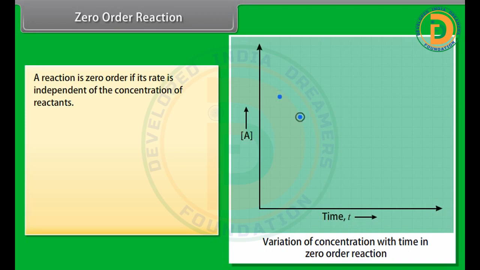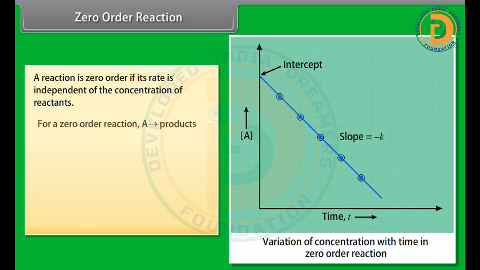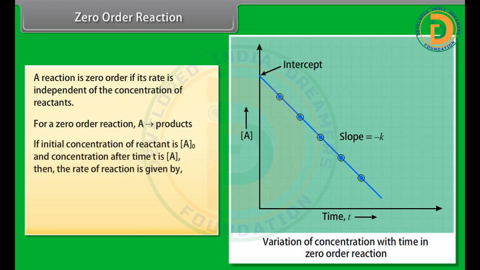Zero-order reaction. A reaction is zero-order if its rate is independent of the concentration of reactants. For a zero-order reaction, A is changing into products. If initial concentration of reactant is [A]0, and concentration after time t is [A], then the rate of reaction is given by -d[A]/dt is equal to the product of K and [A] raised to the power 0, which is equal to K. It can be written as d[A] is equal to -K dt.